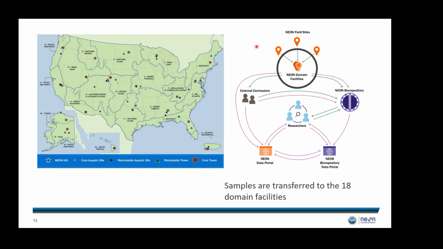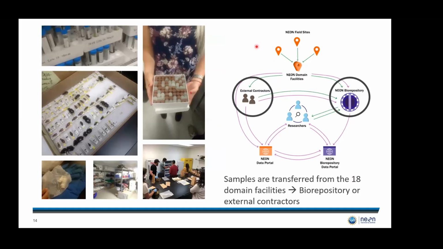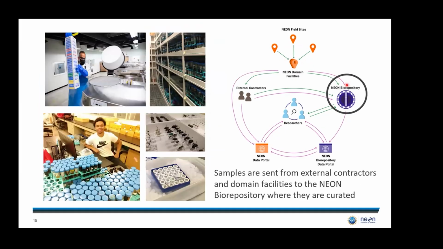And so usually some sort of processing happens here, like subsampling or any downstream preparation that needs to happen. But from the domain facility, samples are either retained for teaching collections, they can be sent to external contractors, or they can be sent directly to the biorepository, just depending on the specific sample type. We, of course, then receive samples sent directly from the domain facilities, but also from external contractors. But that also, again, depends on the sample type and the analyses being done on all of those.